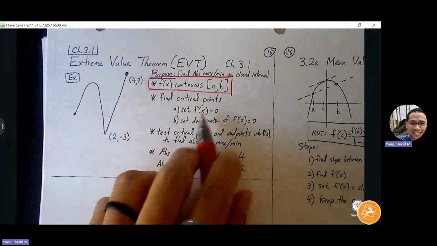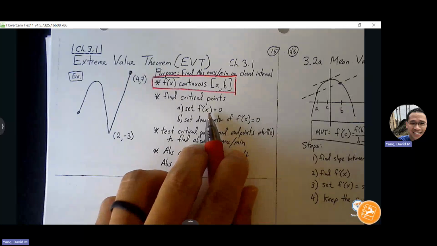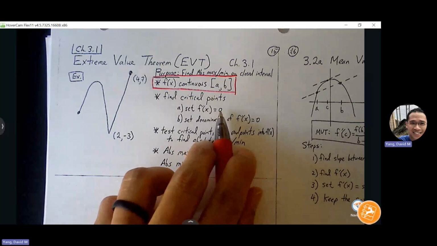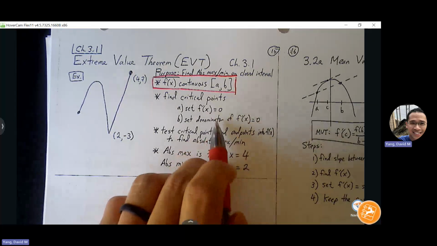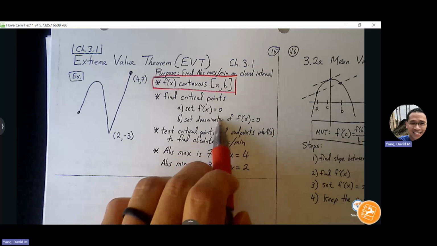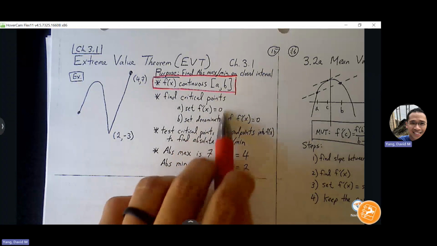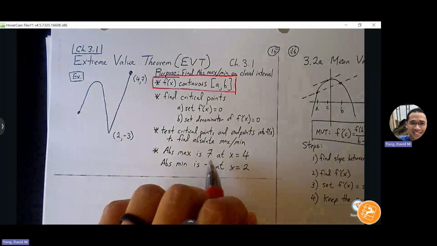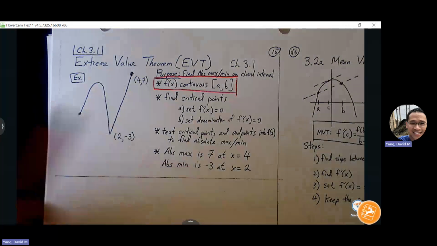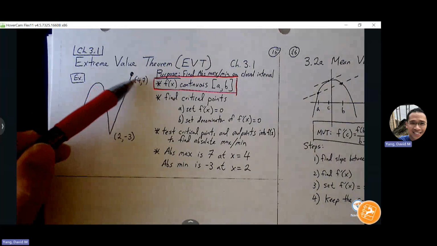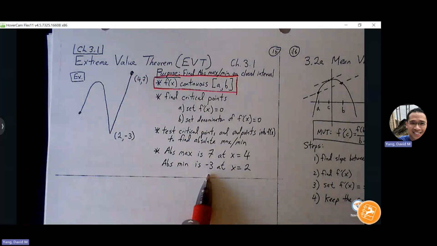And the way you find critical points is from f prime. So either set the numerator or the denominator of f prime equal to 0 and consider all the valid critical points that lie inside the interval. And then once you find your critical points and your endpoints, plug them back into the original function and then compare their y values. Highest y value is your absolute max. Lowest y value is your absolute min.